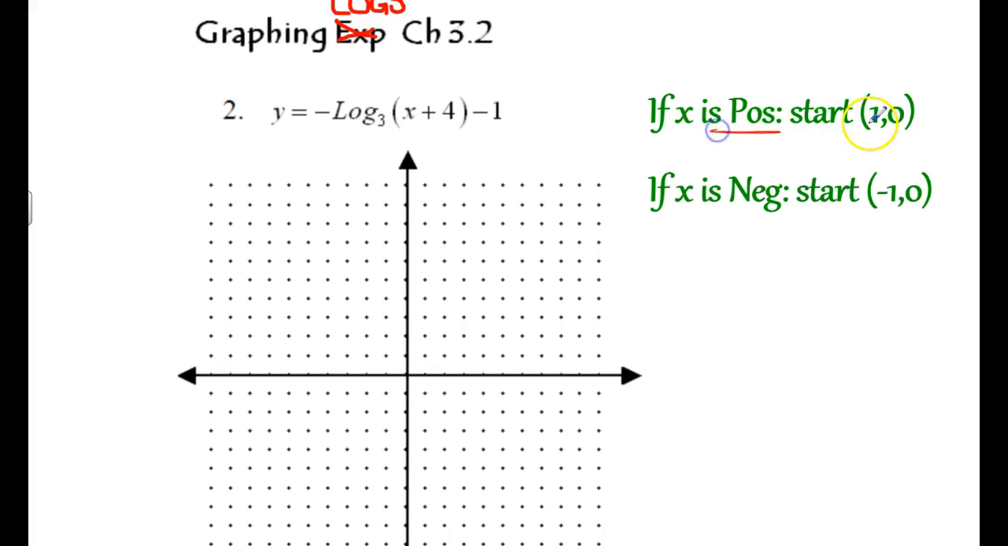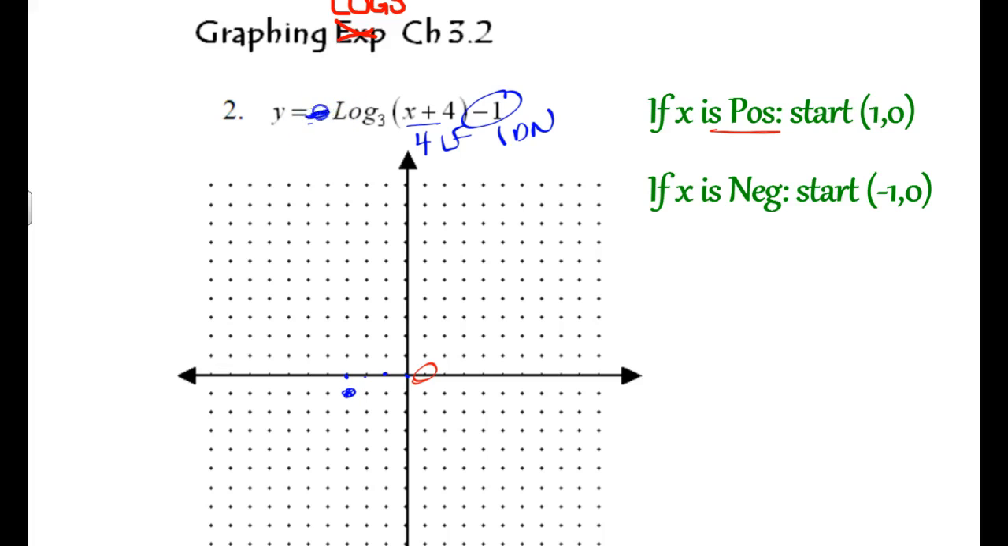Again, if x is positive, we're going to start at (1, 0). This time we're shifting 4 units to the left. 1, 2, 3, 4. So 4 to the left, and then 1 down. That's what this tells me. So there's a point on the function.